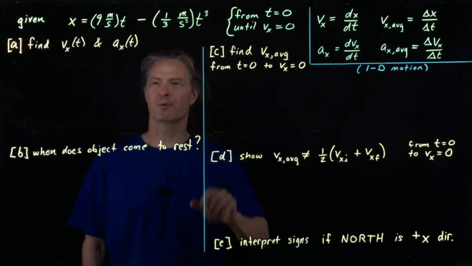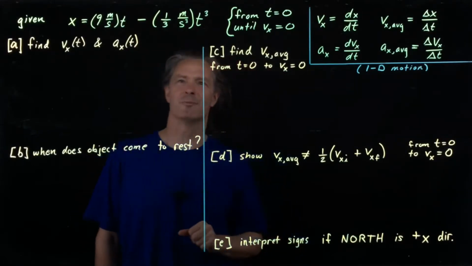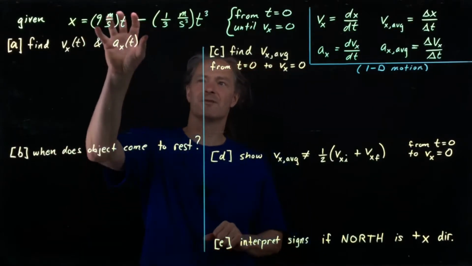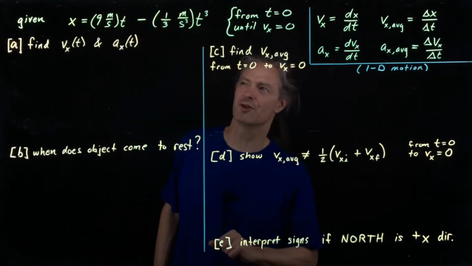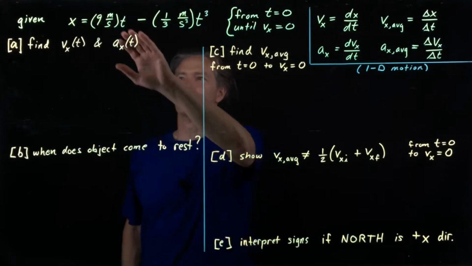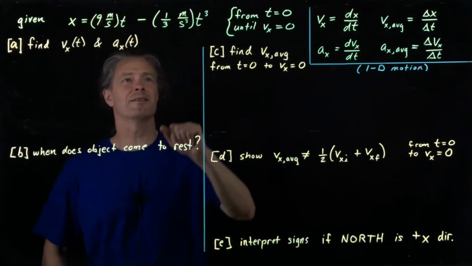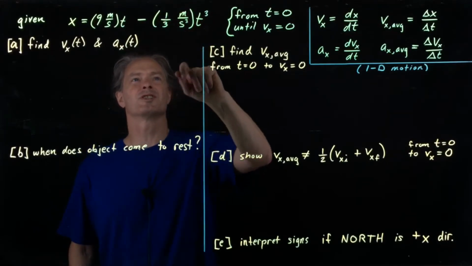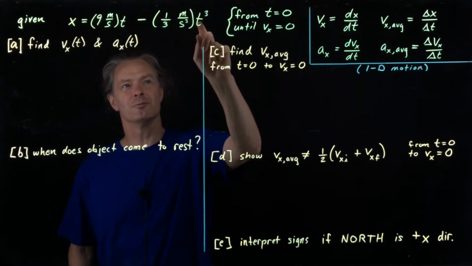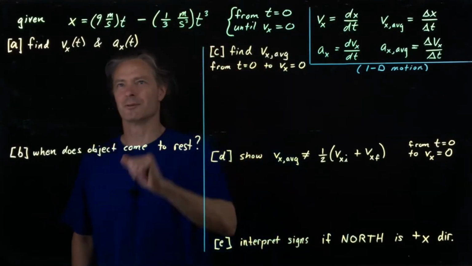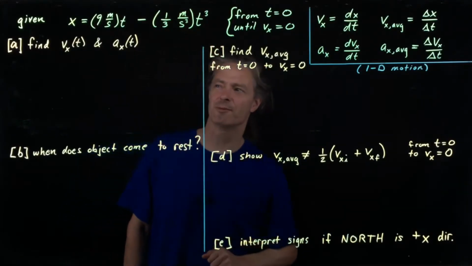Before we solve these problems, let's first check the units on our position versus time expression. Position should have units of length, so each of these terms in the expression should have units of length. So in our first term, we've got length over time times time, so that comes out to length. In our second term in the expression, we've got length over time cubed times time cubed. That's also going to come out to length as well. So our units are good for our position versus time expression.